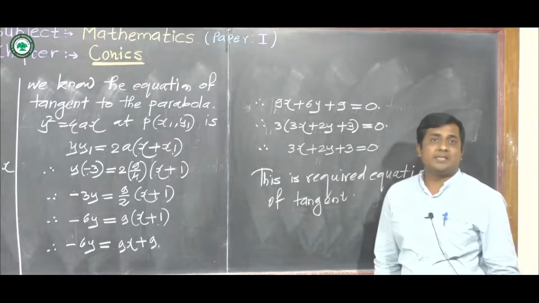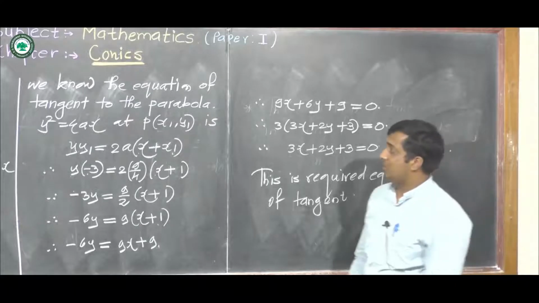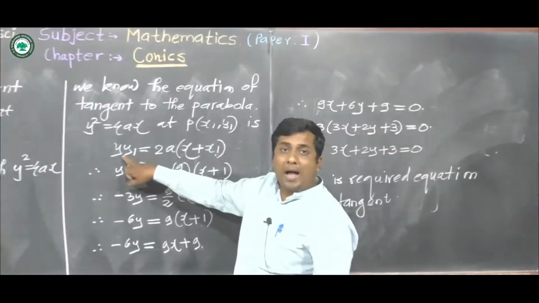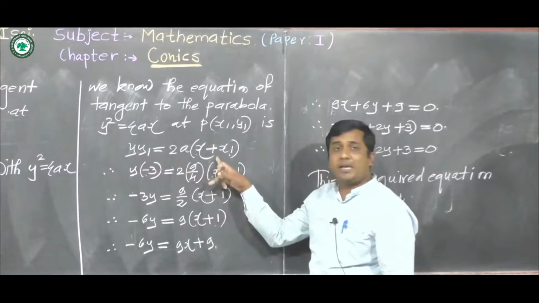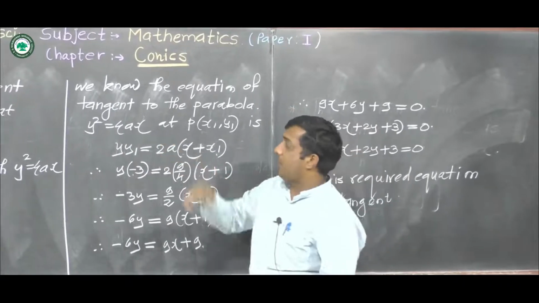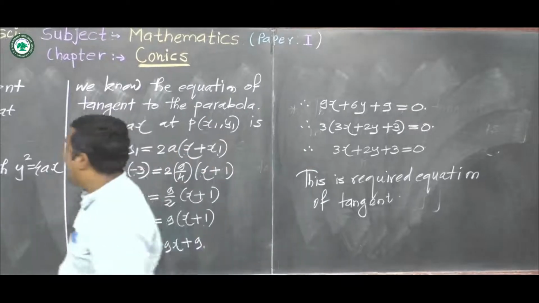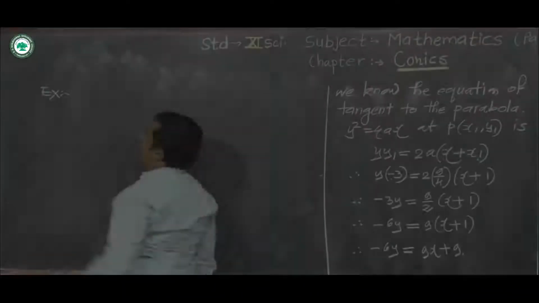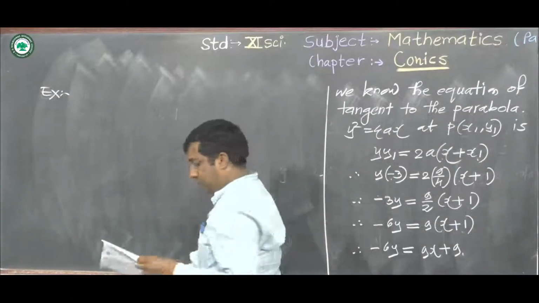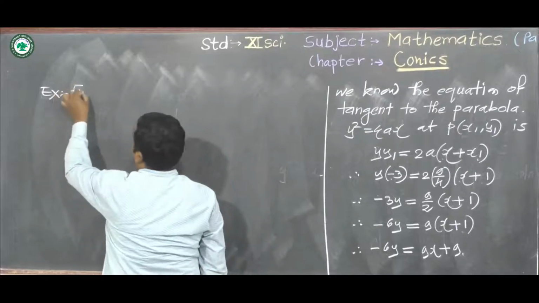So very simple example it is, directly by using our equation yy1 equal to 2a into bracket x plus x1, we find the equation of tangent. Let's go with our second example. Here in second, given, find the equation of tangent.